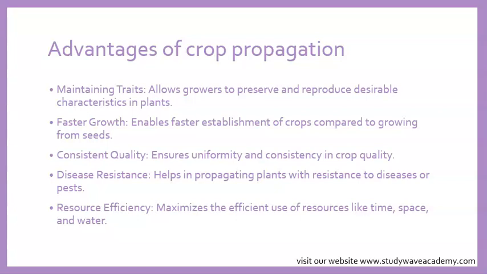So today's lesson on propagation of crops, we understood everything, right? We looked at the meaning of propagation of crops. We said it is the methods of increasing the number of crops through processes like seed germination, cutting, grafting, and tissue culture, right? Those are the methods. We also looked at the advantages of crop propagation, right? Maintaining traits, fast growth, consistent quality, disease resistance, and resource efficiency. Okay, so we understood everything on today's lesson, propagation of crops.